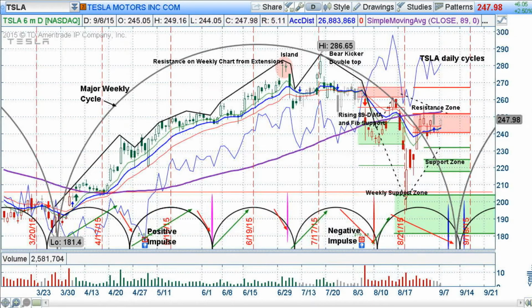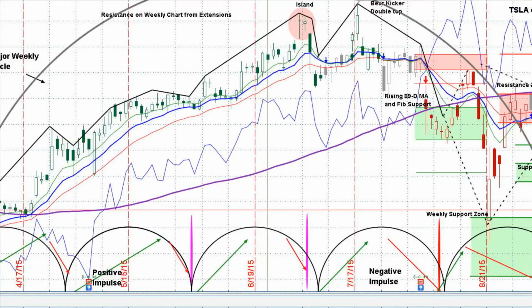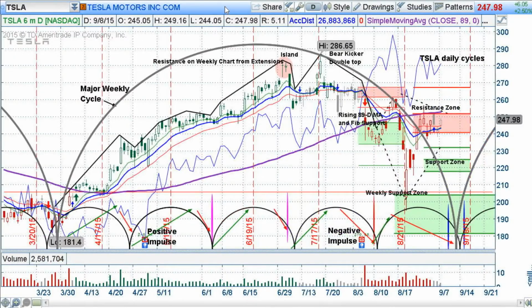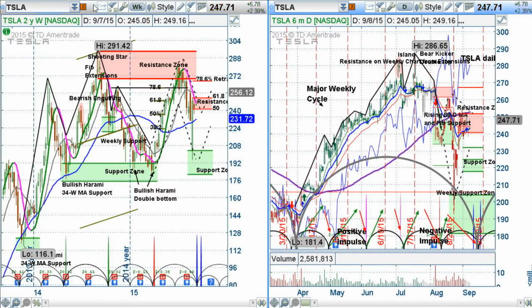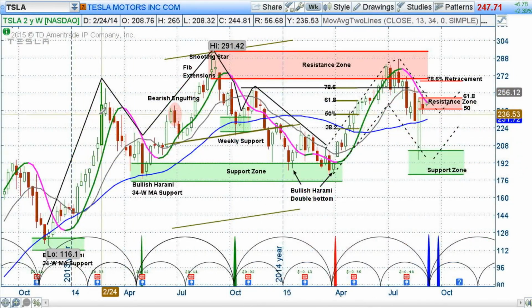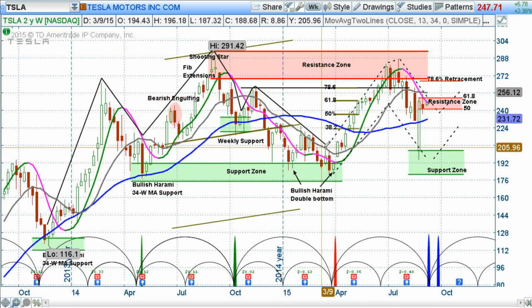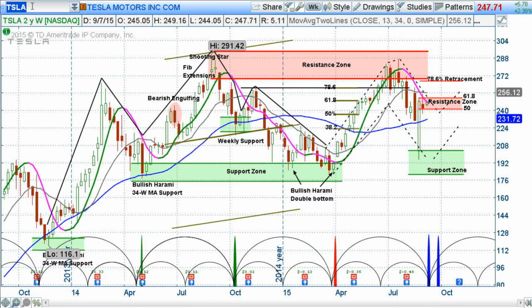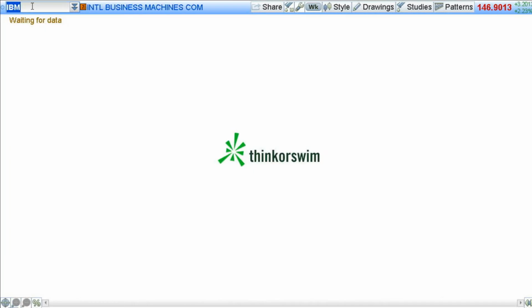Now, what I want to show you now is some variation on these, the way we set these up. In this case, you could see on Tesla on the weekly chart, these lines that show you the cycles. We do some other things also, and we mix it up really so that you can learn different variations of how to identify cycles. Take a look at IBM.